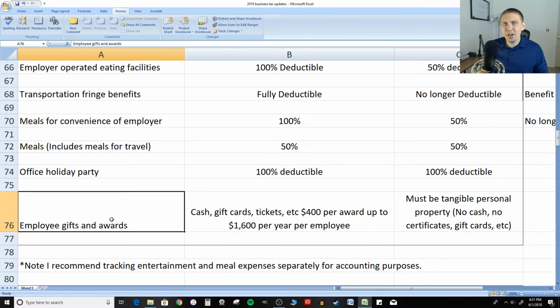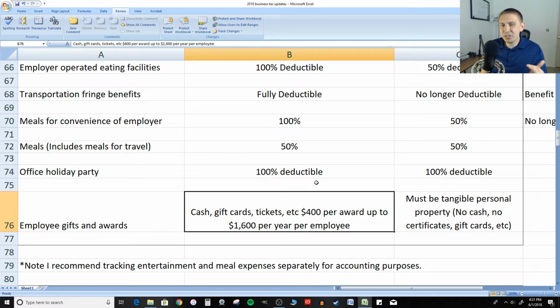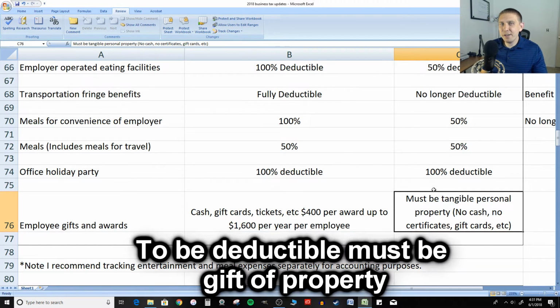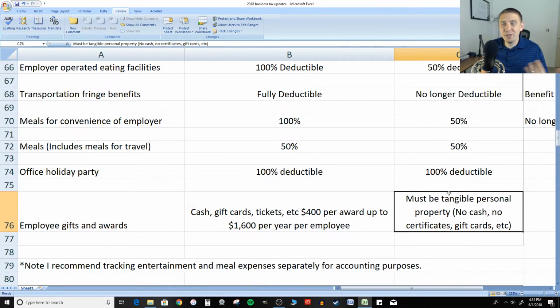But what about other things like employee gifts and awards? So in 2017, cash, gift cards, tickets, etc., it was up to $400 per award, up to $1,600 per year per employee. Now, the rules have changed for 2018. So now it can no longer be cash gifts, gift cards, and things like that. Now the gift must be tangible personal property. No cash, no certificates, gift cards, tickets, etc. So that really bites for employees when they could have got cash or a better gift. But the rules have changed on that.